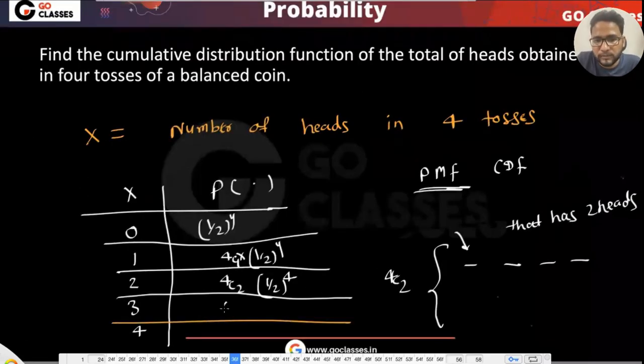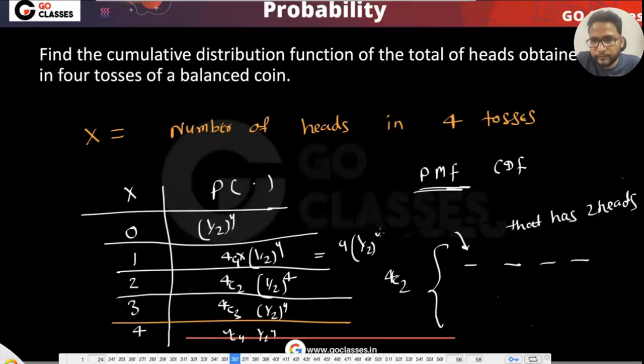And now this will be 4C3 into 1 by 2 power 4. This will be 4C4 into 1 by 2 power 4. If you simplify, this is 4 into 1 by 2 power 4. 4C2 means 6, so 6 into 1 by 2 power 4. This is again 4C1, the same as 4 into 1 by 2 power 4. And this is 1 by 2 power 4.